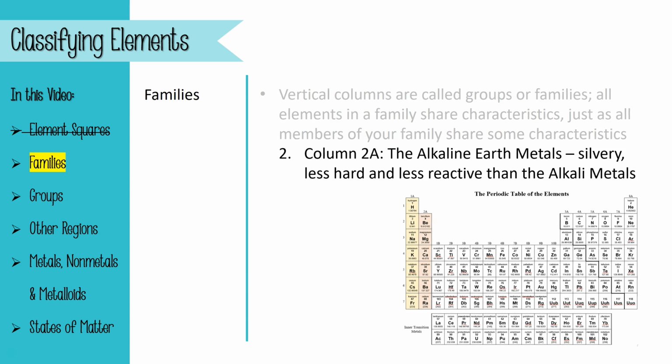Our second family is in column 2A, right next to the alkali metals. These elements, beryllium, magnesium, calcium, strontium, barium, and radium, are called the alkaline earth metals. They too are silvery, but they're less hard and less reactive than the alkali metals. Take a minute now to pause the video and color in this column.